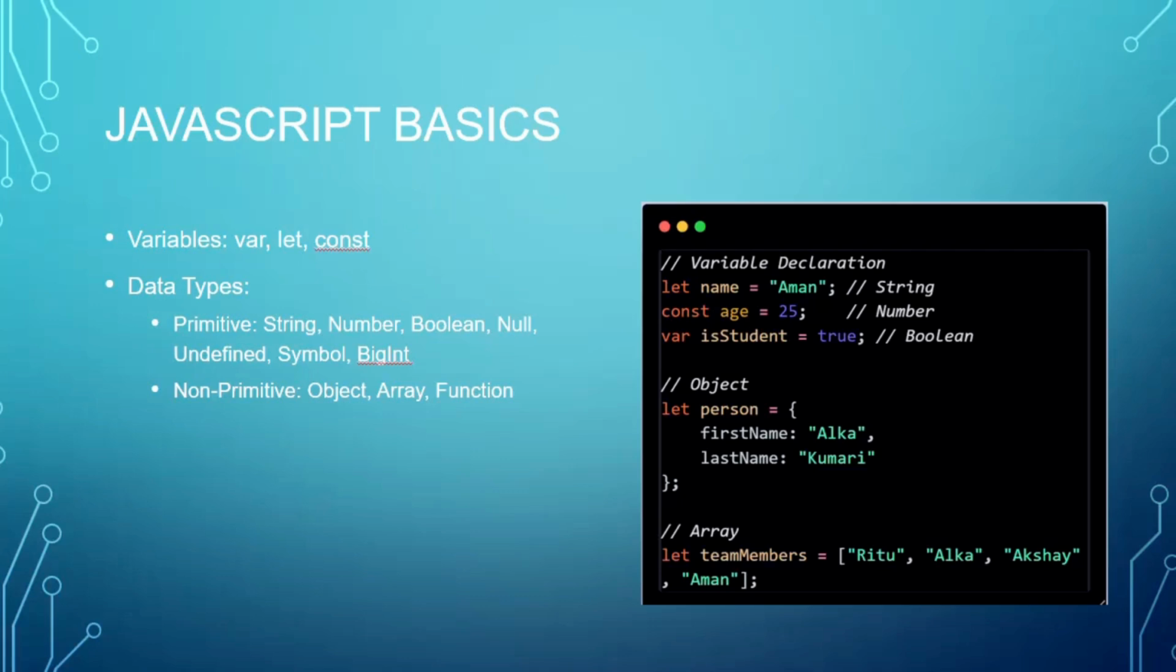Next, let's talk about data types. JavaScript has two main types, primitive and non-primitive. Primitive data types include string, number, boolean, null, undefined, symbol, BigInt. Non-primitive data types include objects, which are used to store key value pairs, arrays used to store ordered list of values, and functions treated as objects allowing them to be assigned to variables.